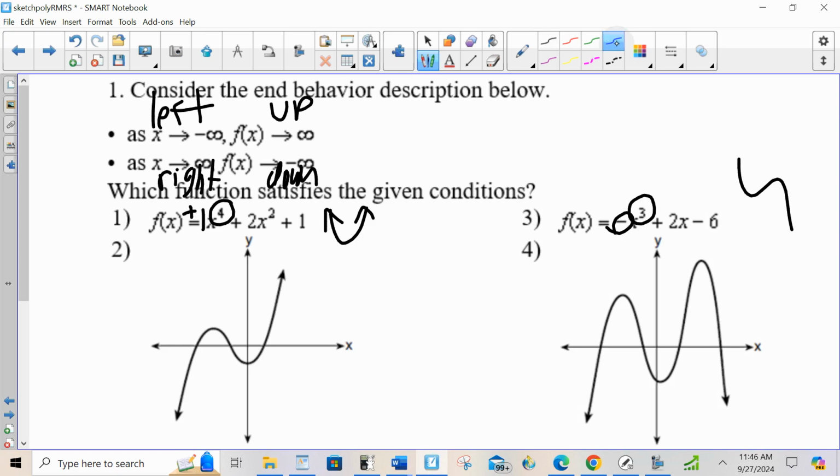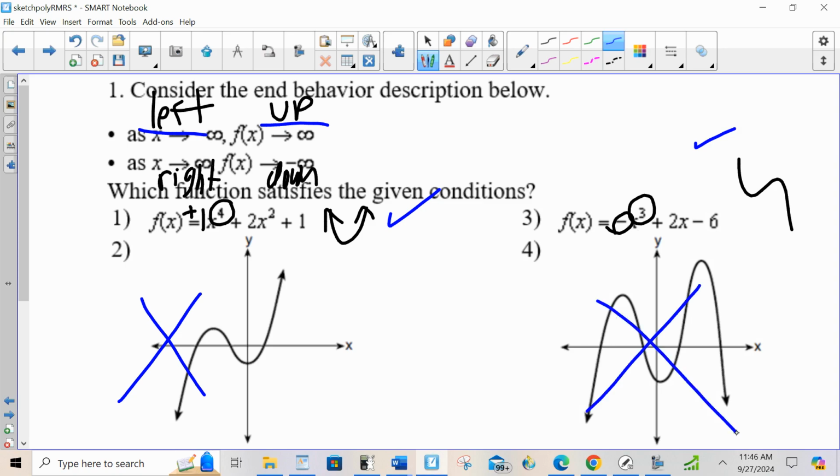So now let's look. As it goes left, it's got to go up. This one checks that. This one goes down to the left. This one goes up to the left. This one goes down to the left. As we go to the right, it's got to go down. This one's going up and to the right. That's wrong. This one's going down and to the right. That's right. That's it. Know what your end behavior means.